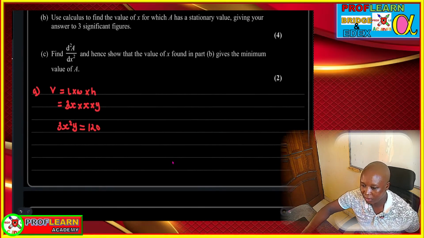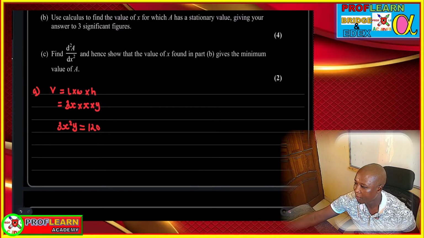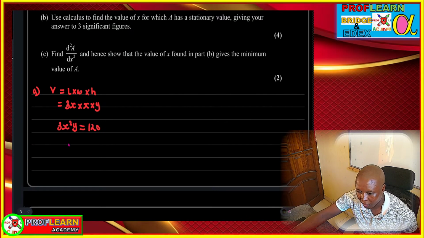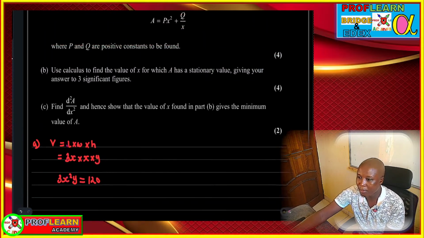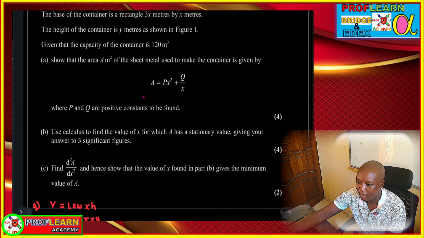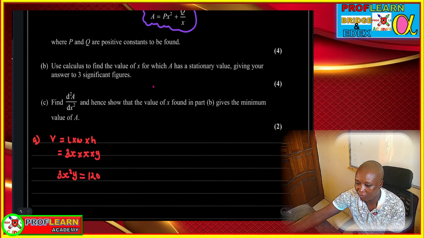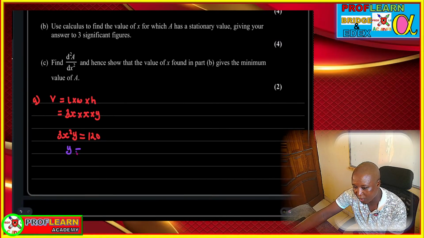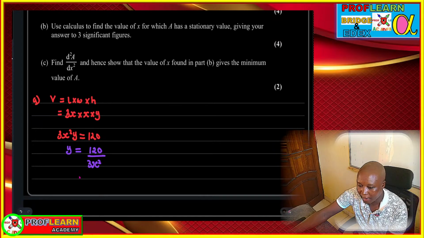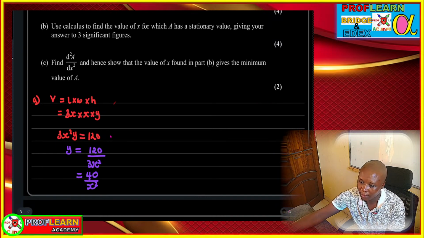If you work it out here, because we need to go back to the surface area, which is in terms of x, we should make y the subject of the formula. Our y is going to be equal to 120 over 3x squared. And if we work it out, we are going to get 40 over x squared as the value of y.